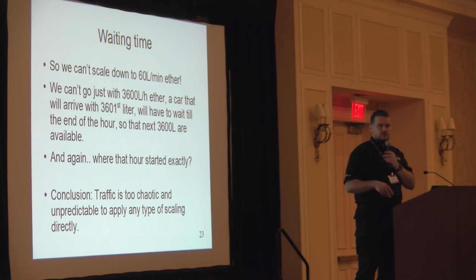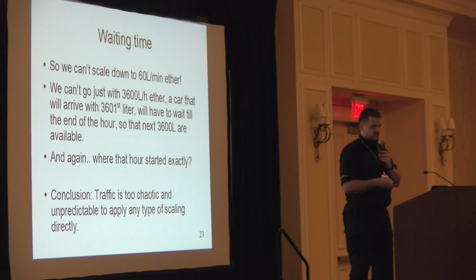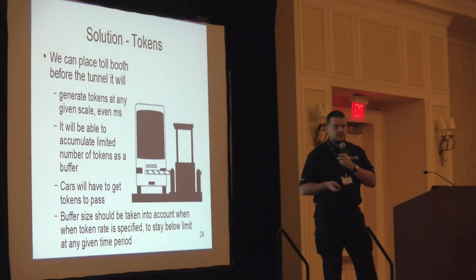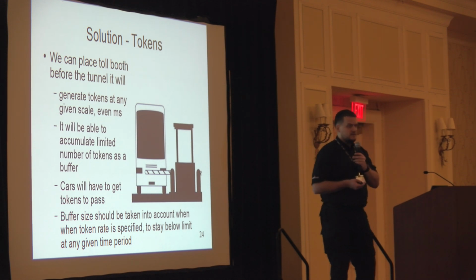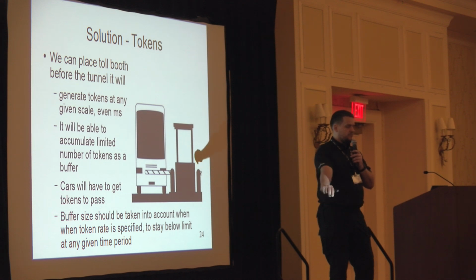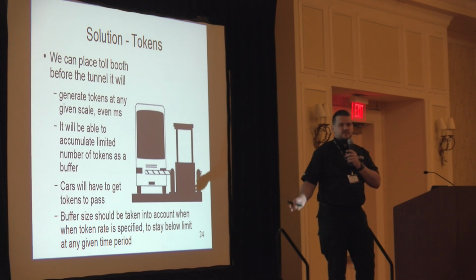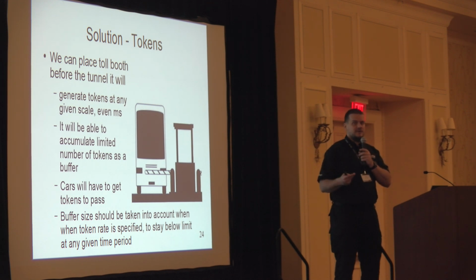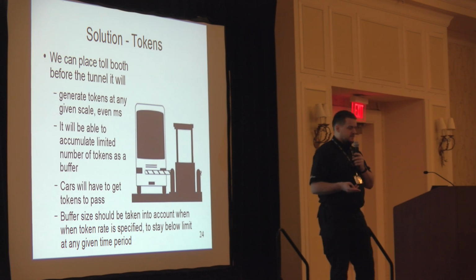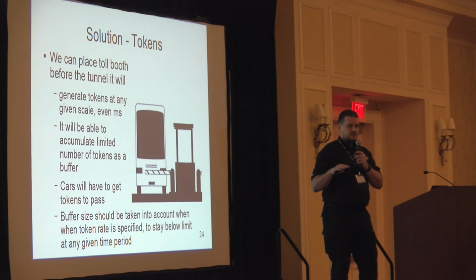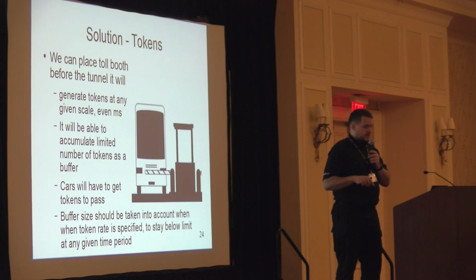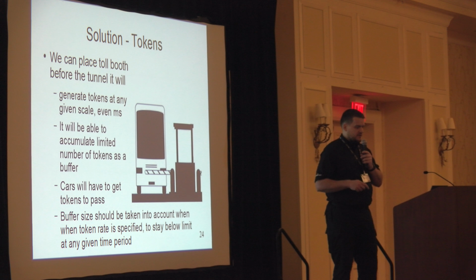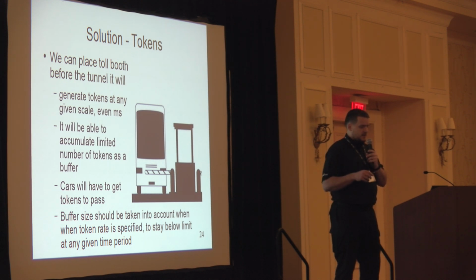So scaling is not an option for the queues, and for the tunnel here itself also. So the solution is actually to apply a token solution. You place a toll booth before the tunnel. It will generate a token at any given time scale. It can generate 1 token per minute. It can generate 0.1 token a tenth of a second or something like that. It doesn't really matter. It scales perfectly. It will be able to accurately limit the number of tokens. So as a buffer, cars will have to get a token to pass.